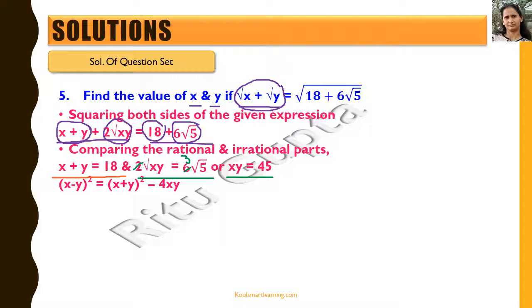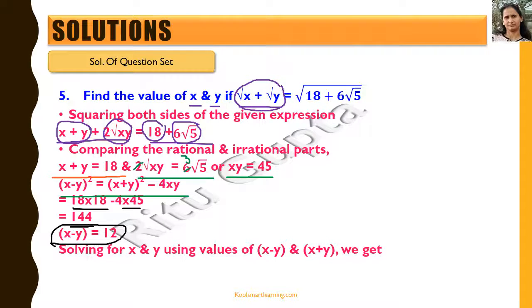Now we can find out the value of x minus y whole square by using this identity. x minus y whole square is equal to x plus y whole square minus 4xy. So x plus y is 18. So we say 18 square minus 4 into 45, which becomes 144. So x minus y whole square is equal to 144. So x minus y is 12.